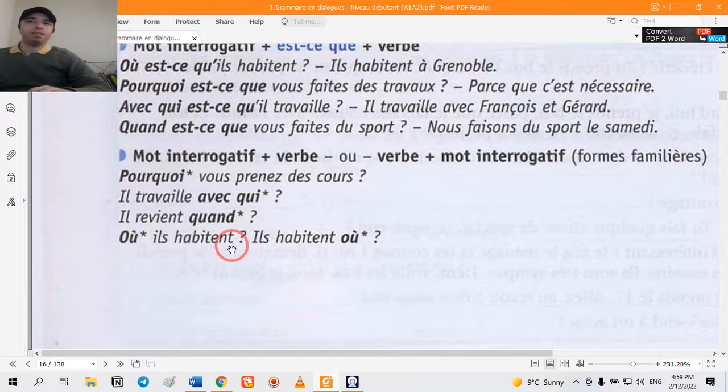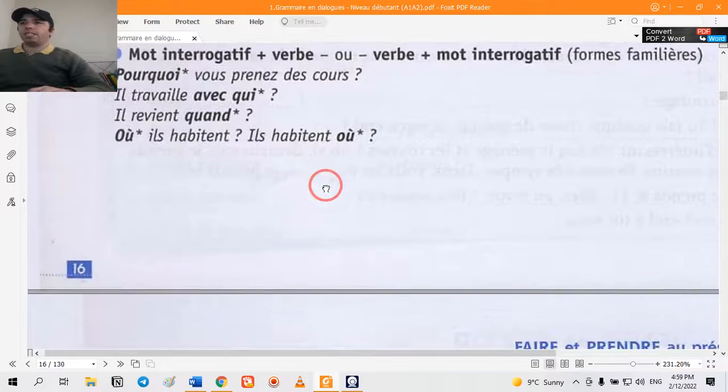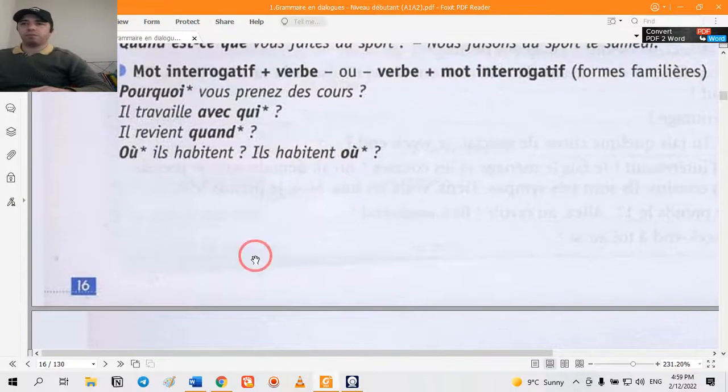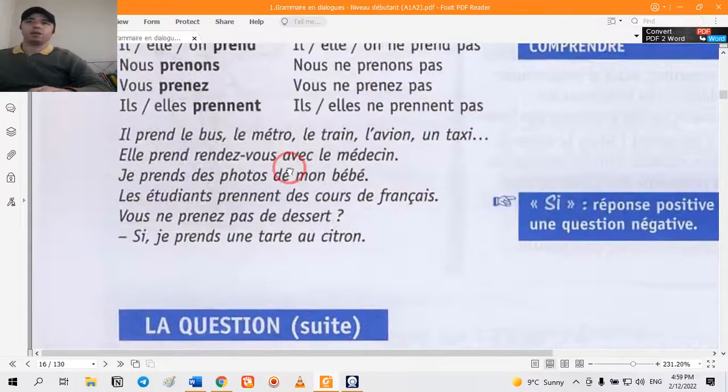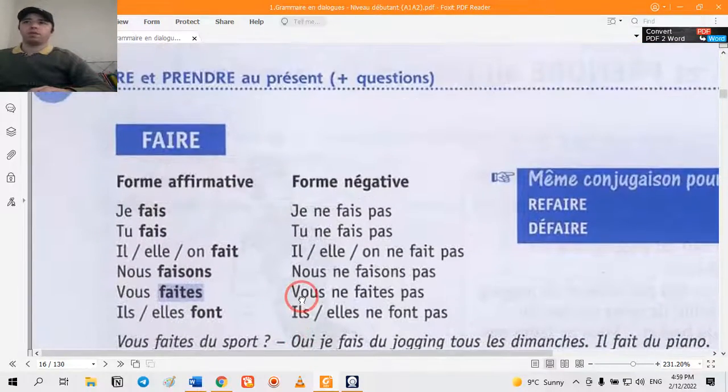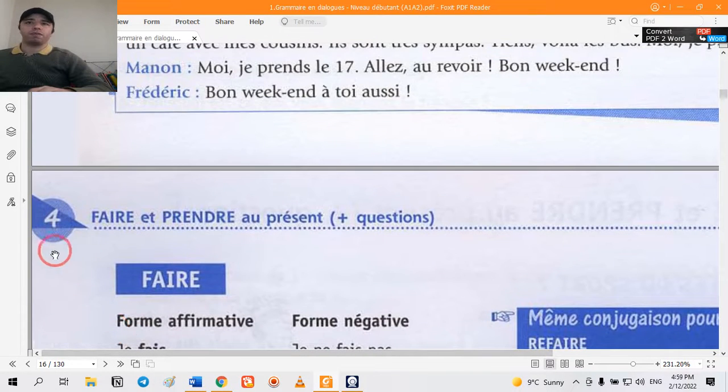Où ils habitent? I told you about it. Or ils habitent où? Where do they live? Okay, nothing more here, guys. It was about everything related to grammar on page 16, the grammar of lesson 4.